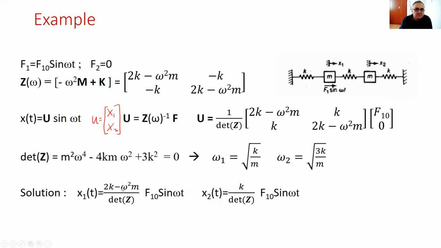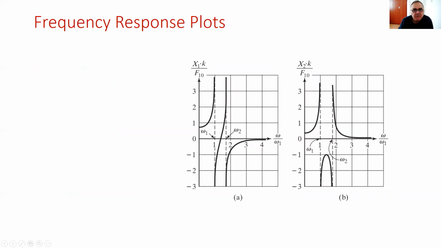The amplitude of the first mass is going to be this thing. This whole thing will be x1, and this whole thing will be x2, okay? So the amplitudes go to infinity at the resonances, and at some values they have different values. Let's look at it. For example, x1 plotted over the frequency. This is a frequency response plot. x1 goes to infinity when omega equals omega 1 or omega equals omega 2.